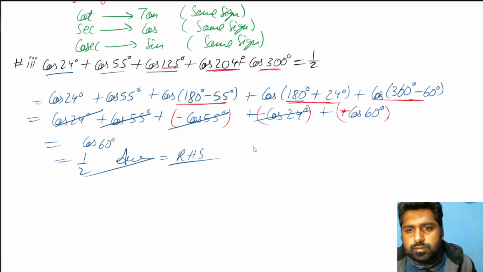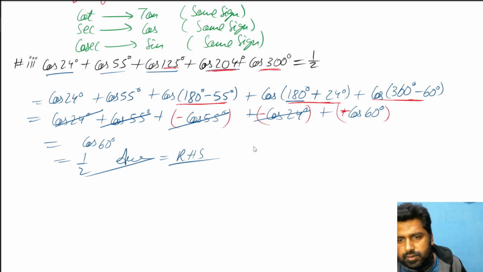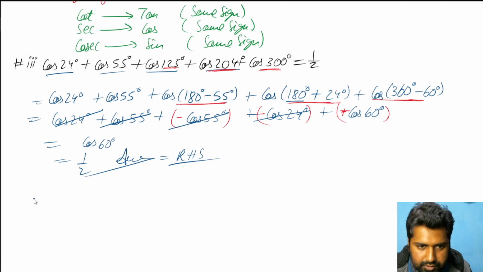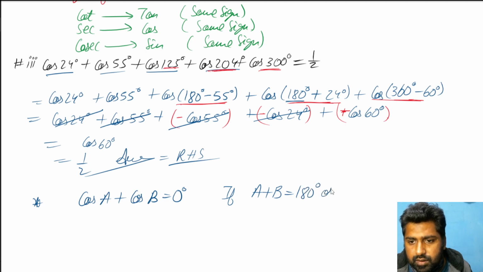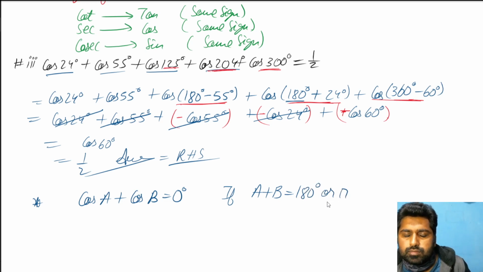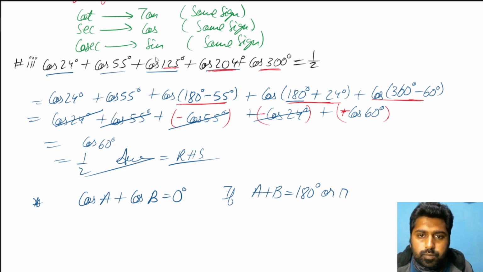Anyways, you will not get proof questions in MCQs. So now, what is the conclusion that we can take out of here? First of all, cos A plus cos B is 0 if A plus B is 180 degrees or pi. Now I'll introduce radians also simultaneously so that you don't get fixated with degrees only, because the same question can be formulated in terms of radians also. So if you add any two angles and they are supplementary, meaning 180 degrees or pi radians, cos A plus cos B is always 0. You can verify that.